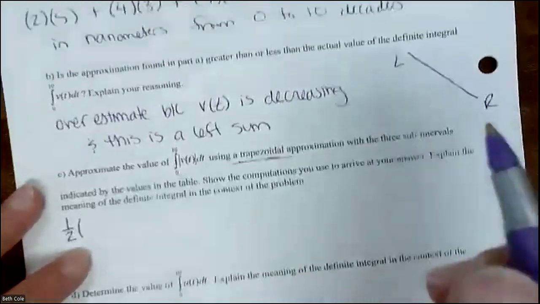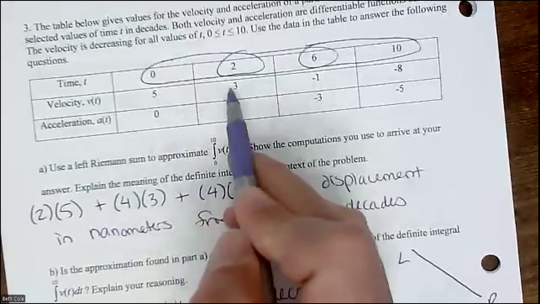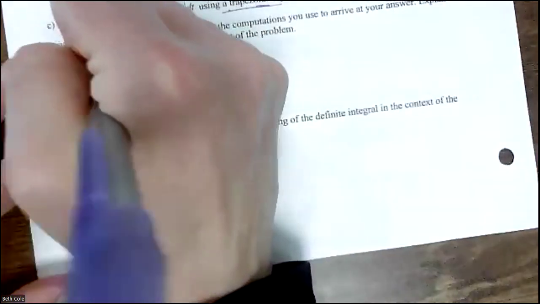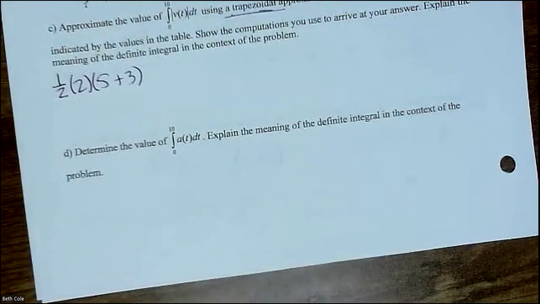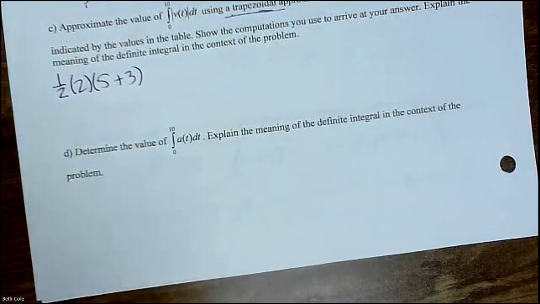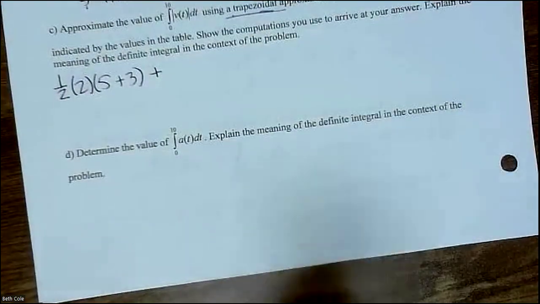What's the length of your first sub-interval? 2. And then you add them together, so 5 plus 3. Usually they say show your computations. So don't write 8, write 5 plus 3. I'm sorry, I'm not trying to be hateful. I want you to get all the points, all right? Plus, now I don't want to move my paper up and down. You have the chart in front of you.